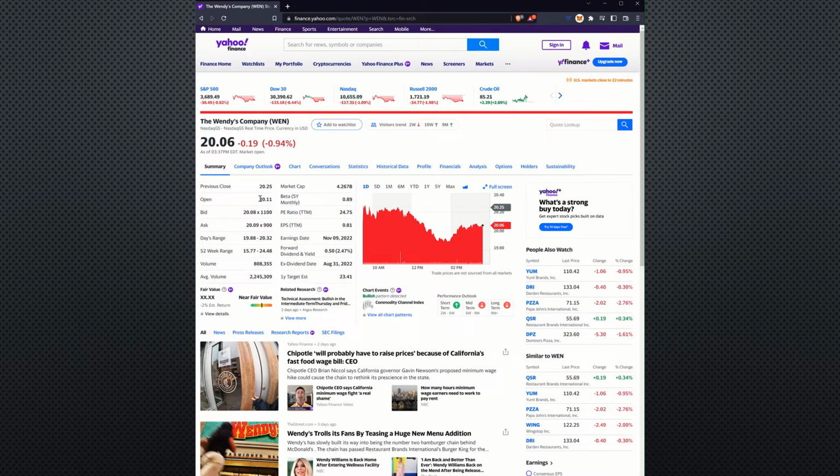And then this morning, it opened up at $20.11. So it looks like overnight, because of some international trading and some pre-market trading and post-market trading, it decreased by a few cents. Not a big deal. And if we flip down a few rows here, we can see the day's range. So the price of a share of Wendy's stock went down as low as $19.88.